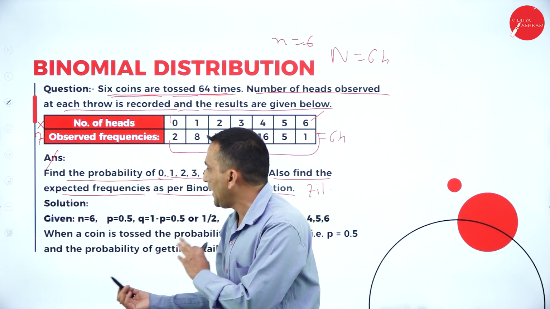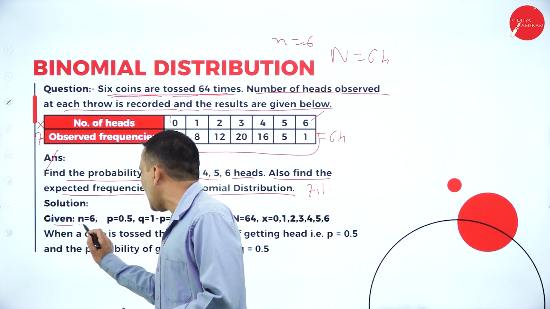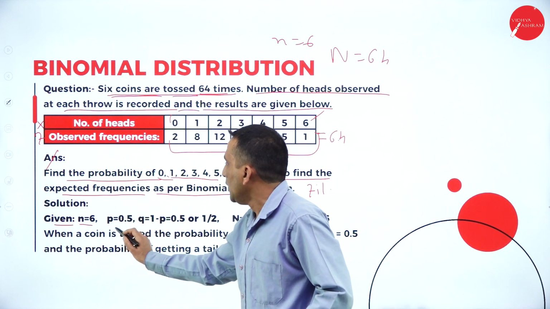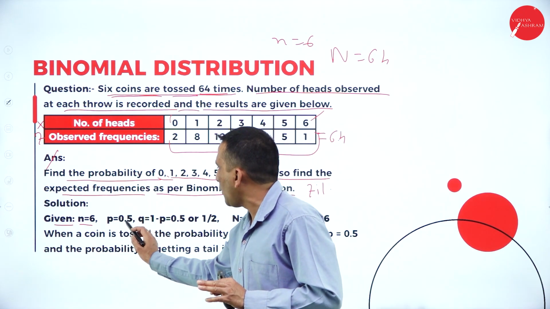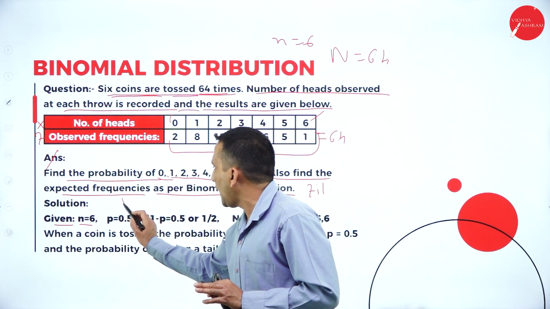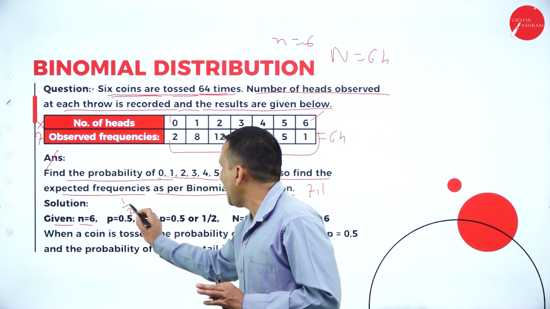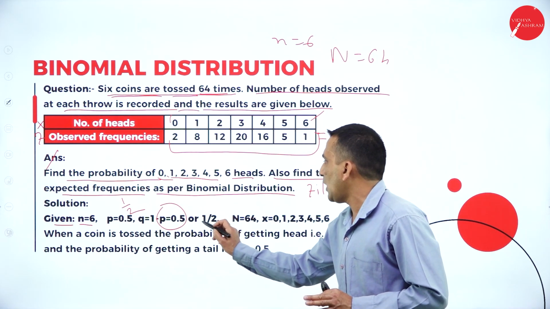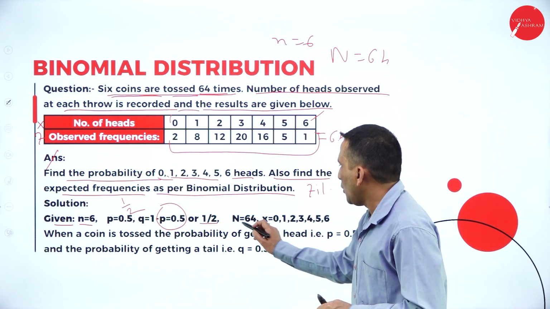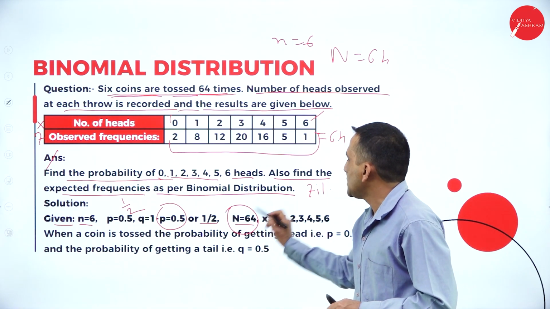Okay, so the probability mass function, whatever is given in the question, I am writing like this. Small n is 6 coins, and the probability of head is 0.5, or you can write 1 by 2. The q you can easily find out: 1 minus 0.5, we get q value 0.5, or you can write 1 by 2. So n, the total frequency, is 64.